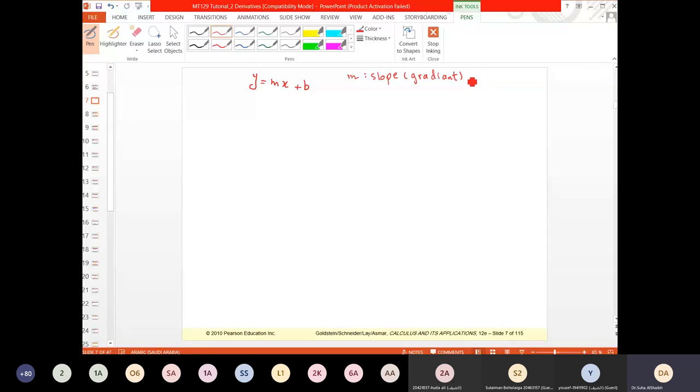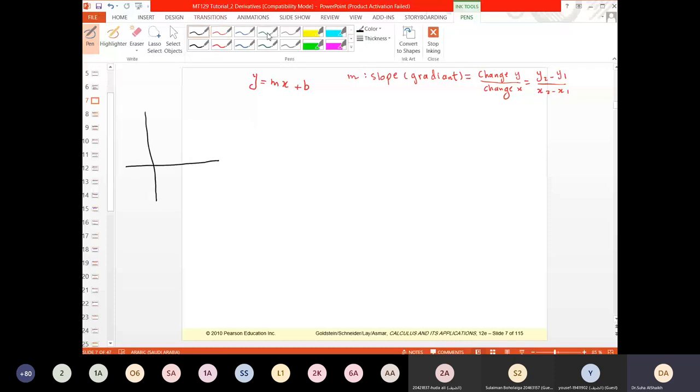Now, what does this mean? What does the slope mean? It means the change in the y divided by the change in the x. يعني how much the y is changing divided by how much x is changing. In other words, this is y2 minus y1 divided by x2 minus x1, and we say this is for 2 points that we have in our line.